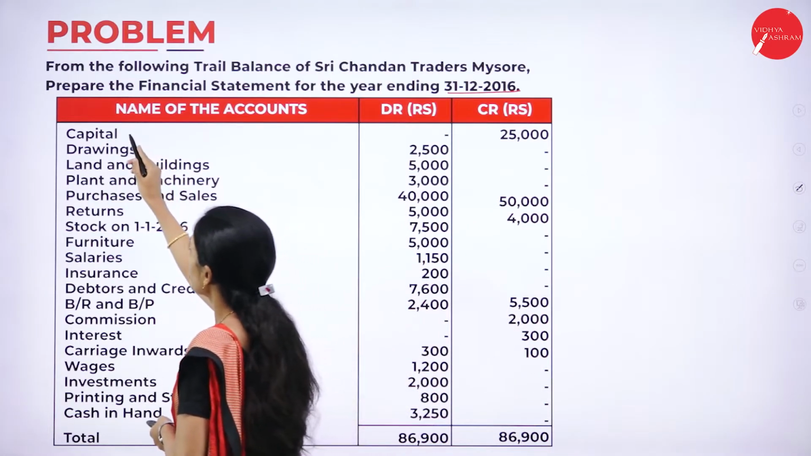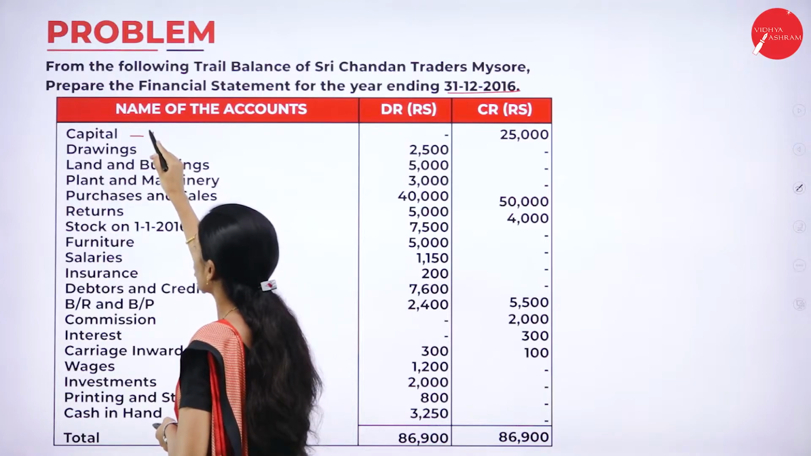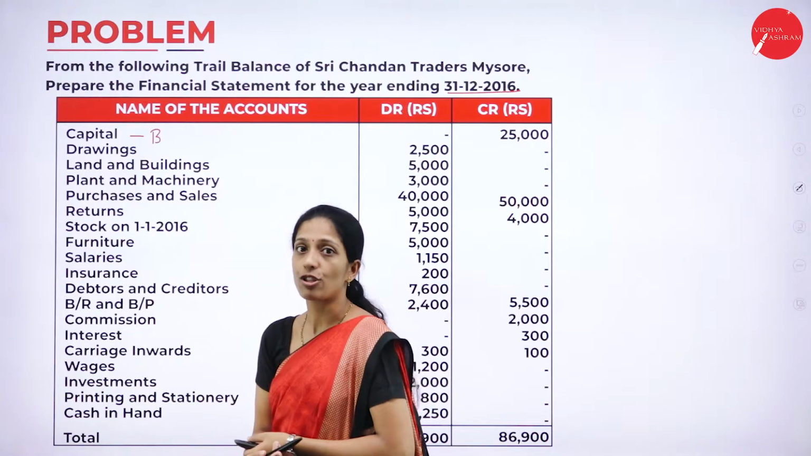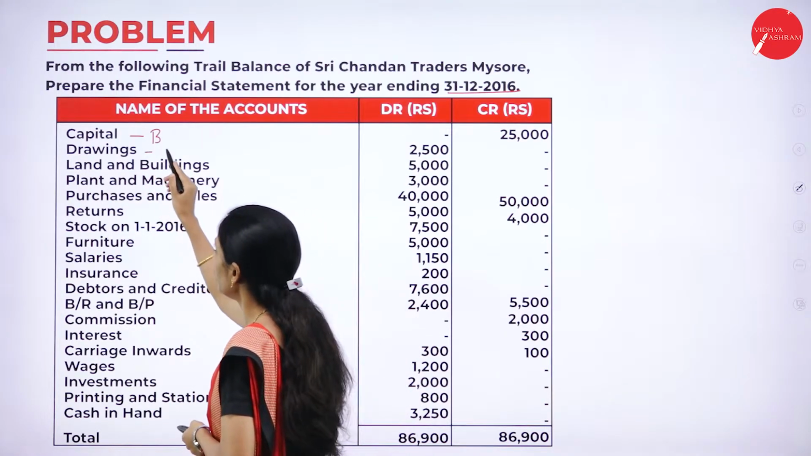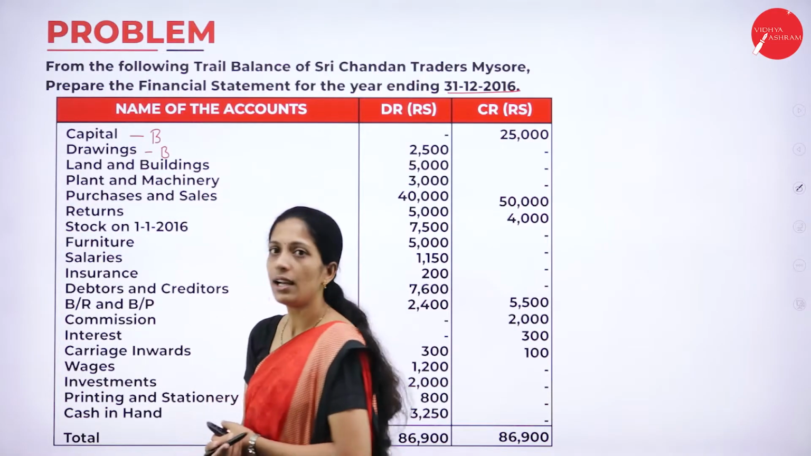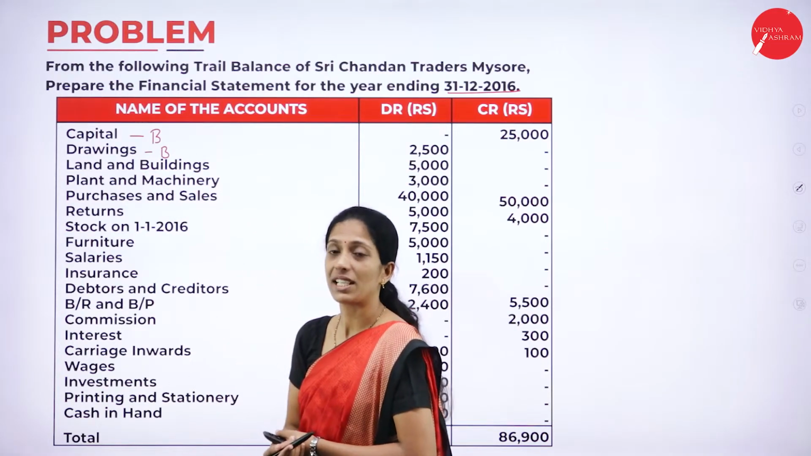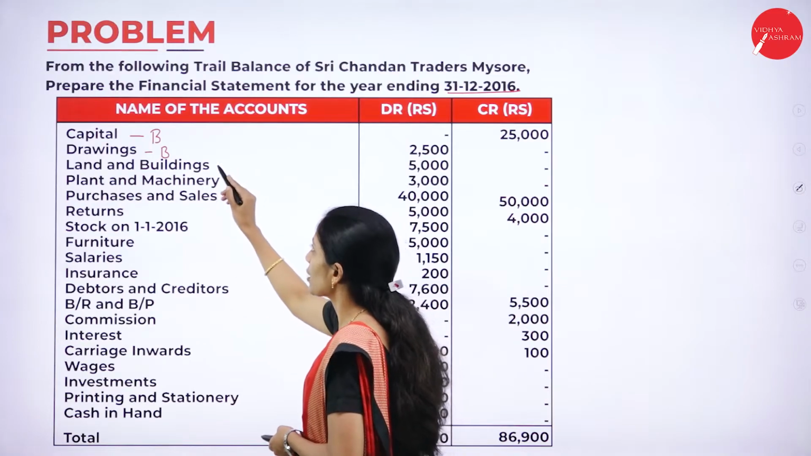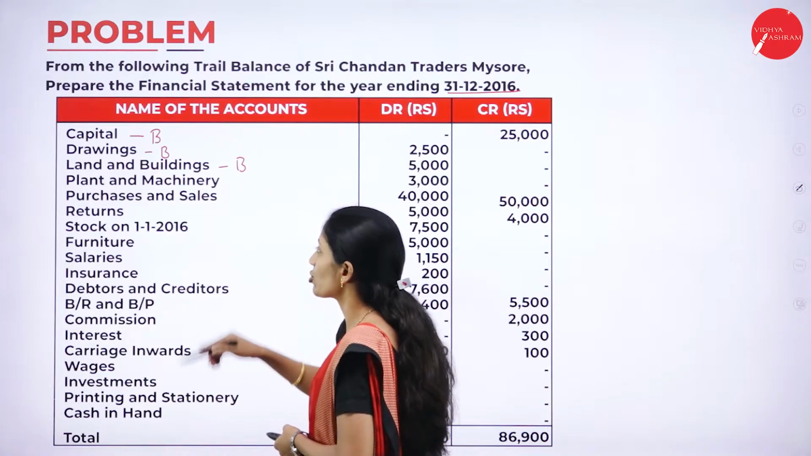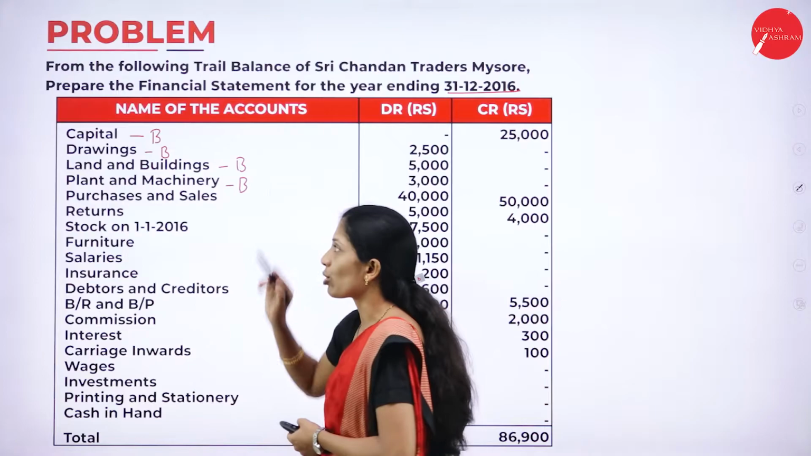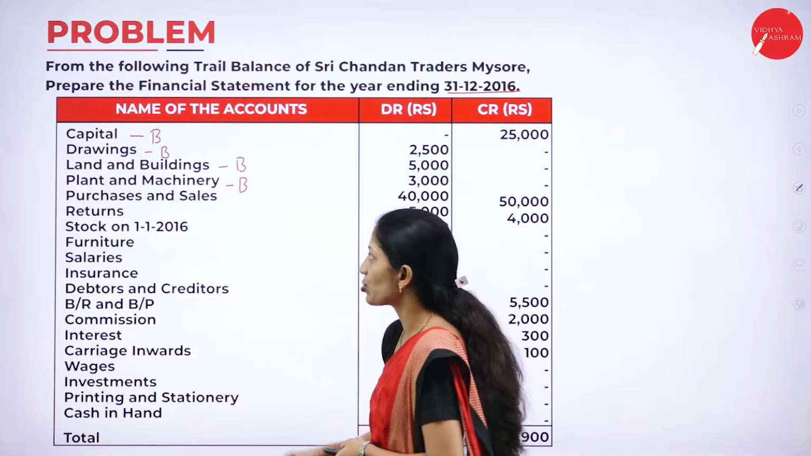Capital. So where do we record? It is a capital item. We will record it in the balance sheet. Next, drawings. So we will minus it from the capital, that is in the balance sheet, on the liability side. Land and building. It's an asset, so we'll record it in the balance sheet. Plant and machinery. It is also an asset. So record in the balance sheet.